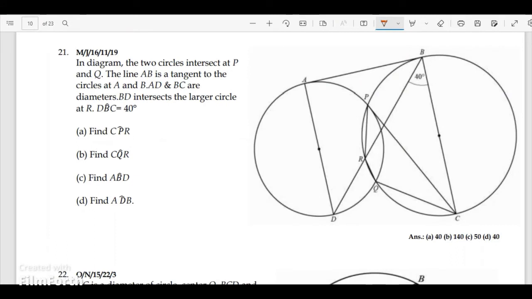Question number 21. In the diagram, the two circles intersect at P, this point right here, and Q, this point right here.